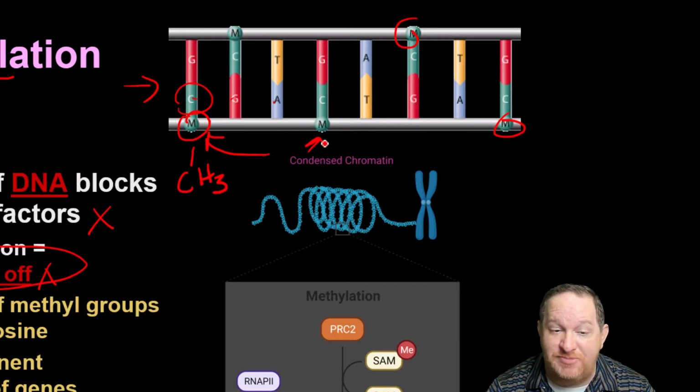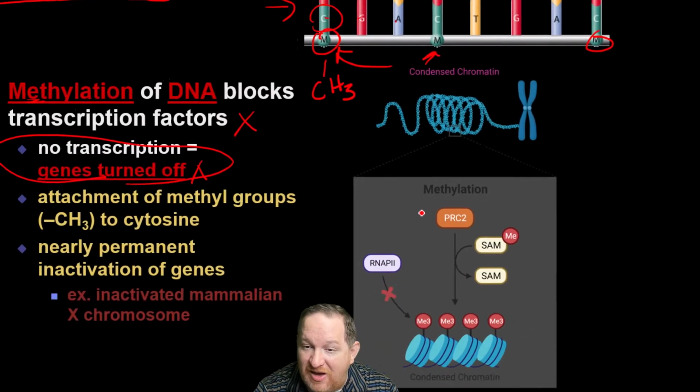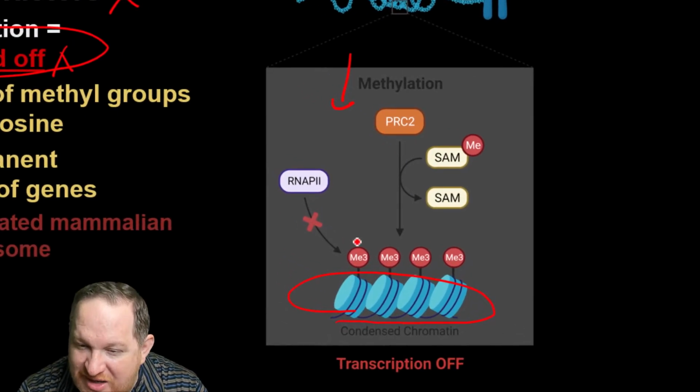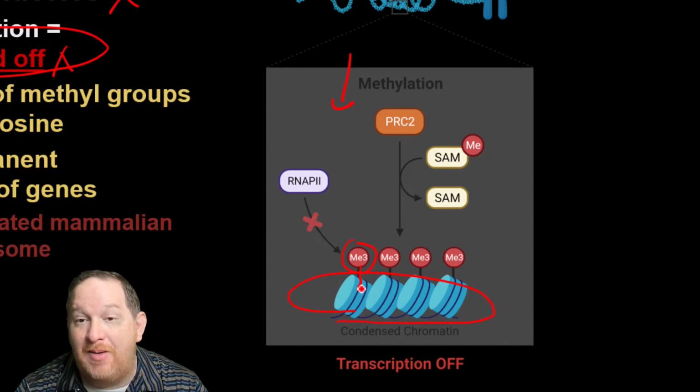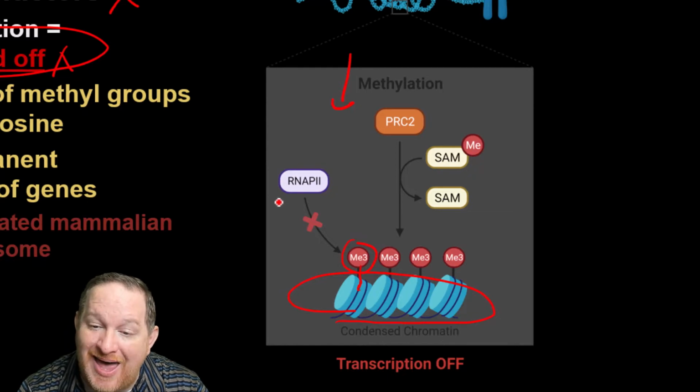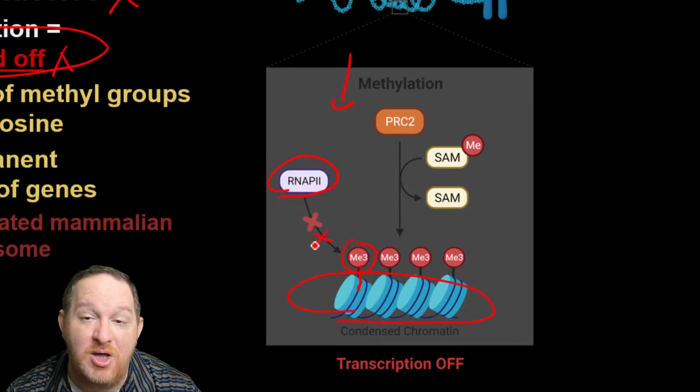So if you're looking at my model down here, here's all our DNA wrapped around these histone proteins. If you look really carefully, it's kind of hard to see. The methyl groups are attached to this DNA at the cytosines. This then doesn't allow RNA polymerase to come in and transcribe those genes.